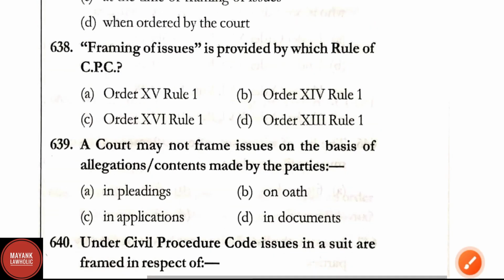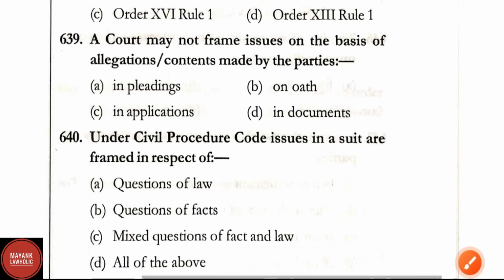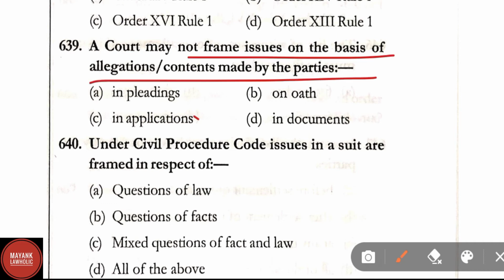Question number 638. Framing of issues is provided by which rule of CPC? Here correct answer is option B, that is Order 14 Rule 1 of CPC. Question number 639. A court may not frame issue on the basis of allegations or contents made by the parties. Here correct answer is option C, that is in applications.